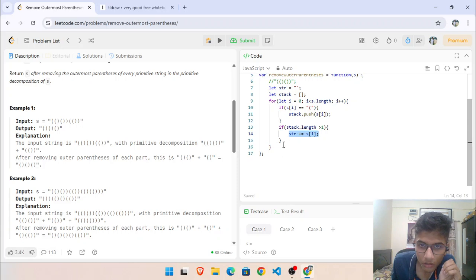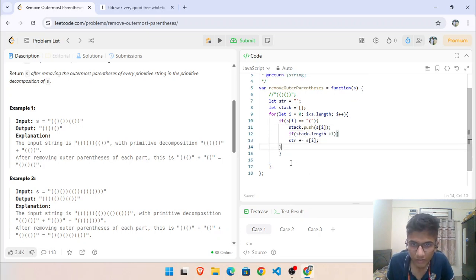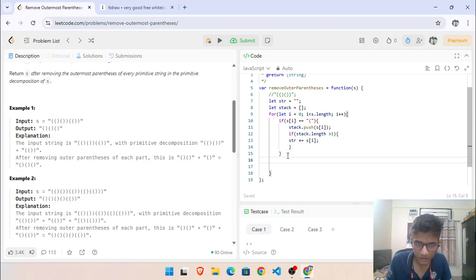And now comes my popping condition. Wait. I should write this inside my if. Why am I writing this inside my stack if statement? Because I have to do this right after pushing. I don't want to check any other condition. You can write this outside; I don't know how it will turn out. I will try it.